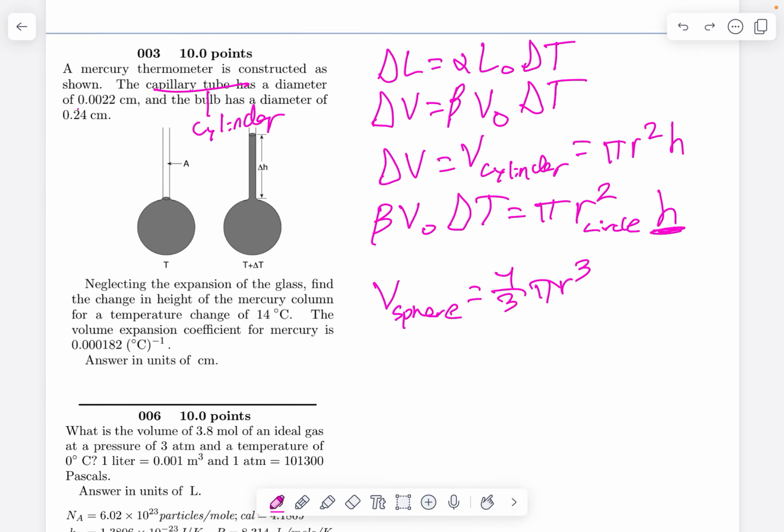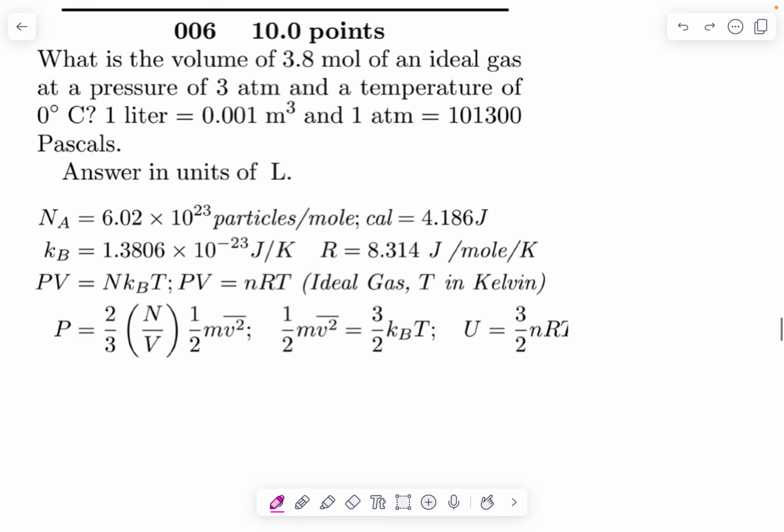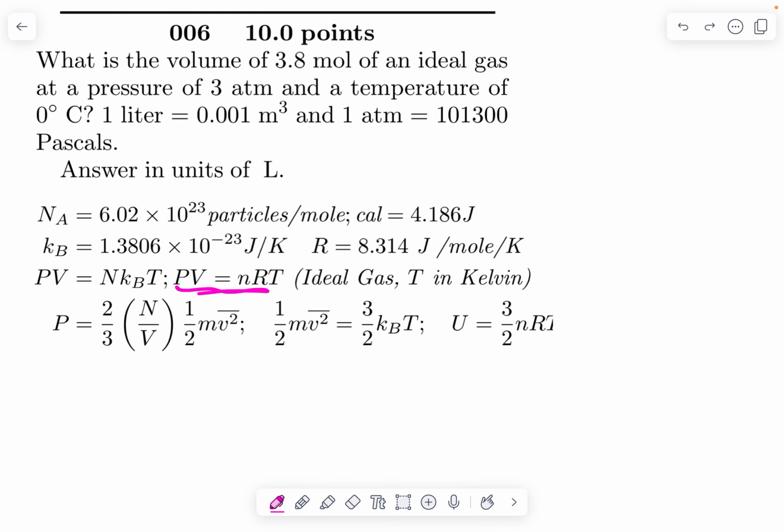Okay, so those are the thermal expansion ones. The next math questions are with gases. So we can start with the ideal gas law because it's what you use in chemistry. It's the exact same thing where P is pressure, V is volume, little n is moles.